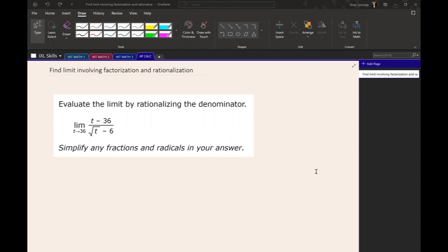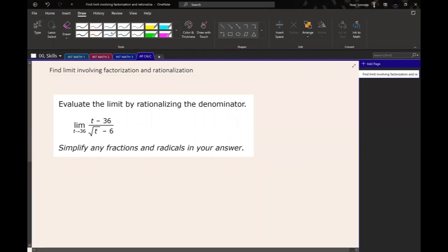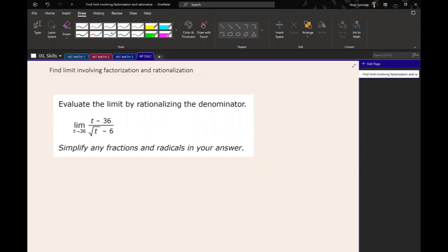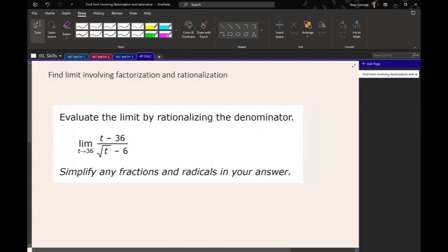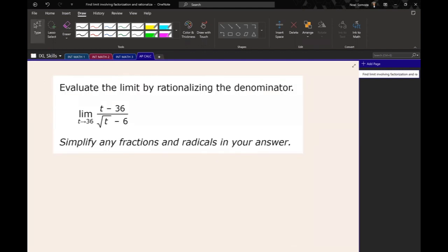Once again, if you preview a step or two ahead, you'll notice that if you do a direct substitution in the denominator, you're going to take the square root of 36, which is 6, and if you subtract 6, you end up with 0 in the denominator and in the numerator. So we have an indeterminate form. We might think the limit doesn't exist. However, we should apply other strategies.